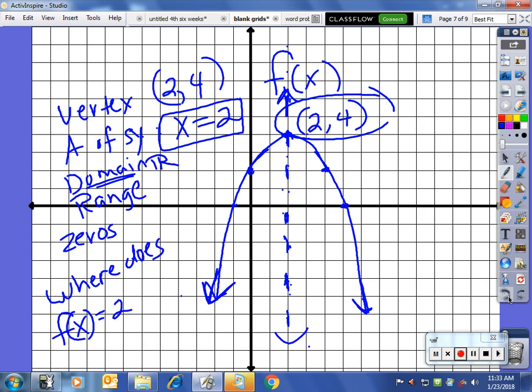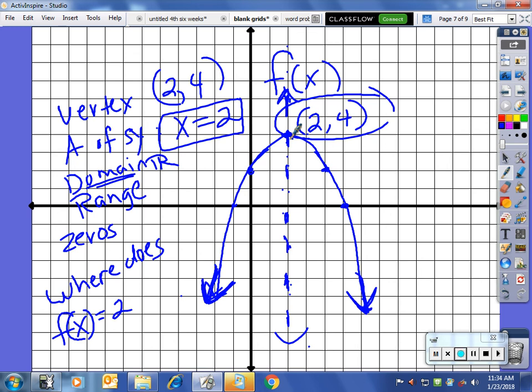Here's where I still am losing kids. Range. Range of any function is the y values. Okay? Now, on a parabola, it doesn't go on forever to the top and the bottom. Range, again, is the top and the bottom of a picture. Well, this goes on forever to the bottom, but it definitely has a highest point.